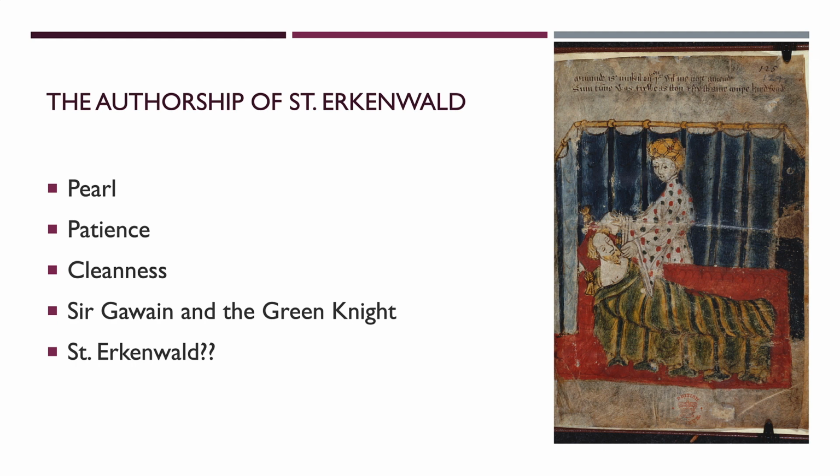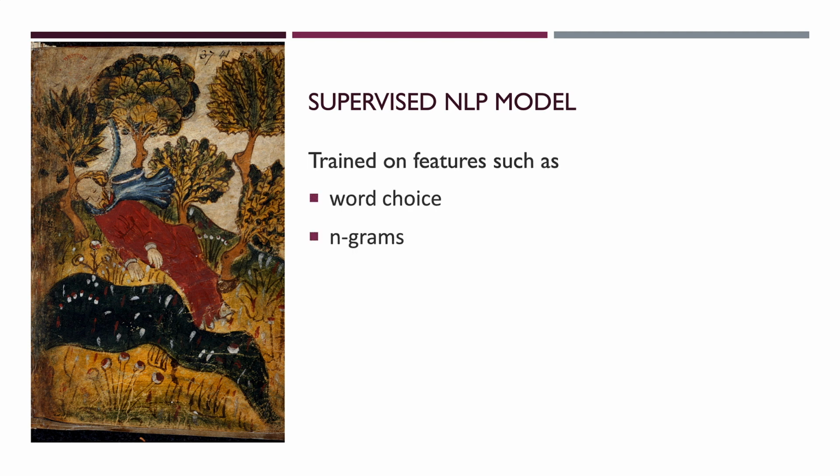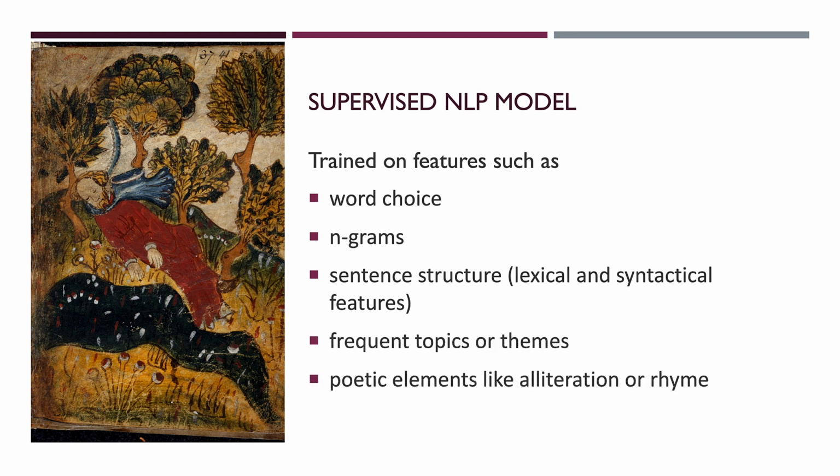I thought I could do the same with the Pearl poet and St. Erkenwald. I could train the model on the 4 poems by the Pearl poet. It might identify features like word choice, n-grams, which are words that are likely to be used together, sentence structure, such as lexical and syntactical features, frequent topics or themes, and potentially even poetic elements like alliteration or rhyme. Then based on the model, I could generate a percentage possibility that the Pearl poet also wrote St. Erkenwald. And I thought that the model might also teach me something about the poems themselves too, almost as another mode of close reading.